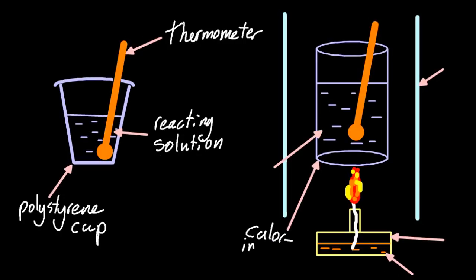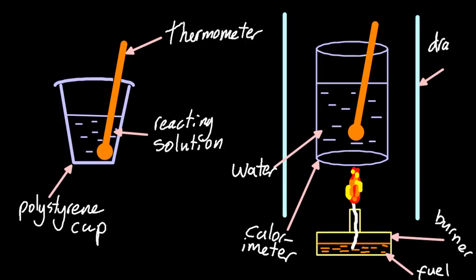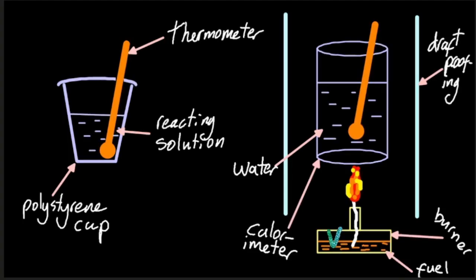For the second example, we have a calorimeter. We have some water there, and underneath is a fuel that's being burnt in a burner. And so the energy is going to be transferred by combustion to the water in the can. Some draft proofing will also give you better results. Once again, the equation is going to be delta H equals minus mc delta T over the moles of fuel.